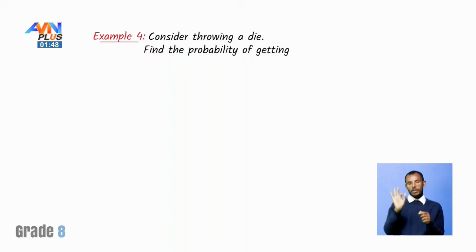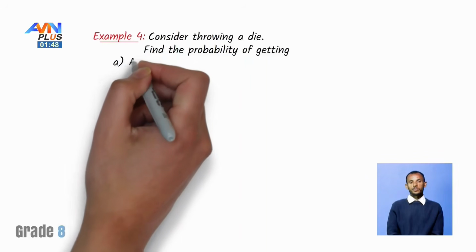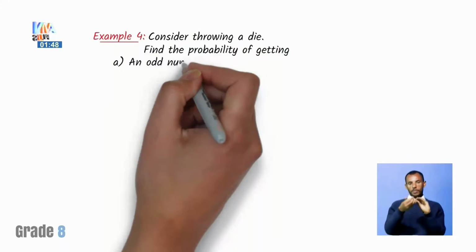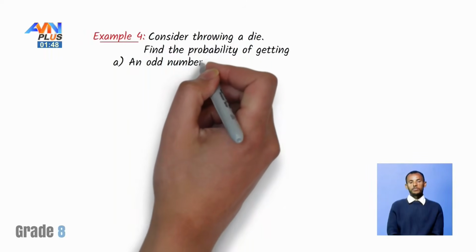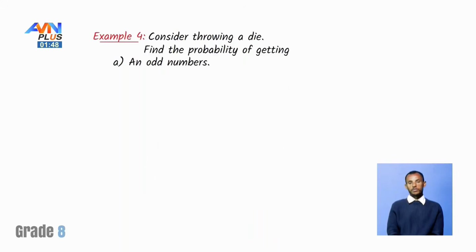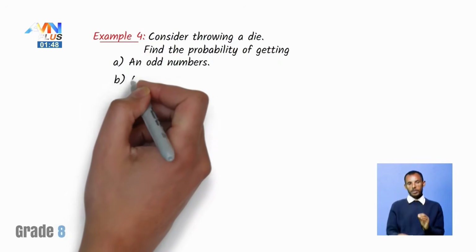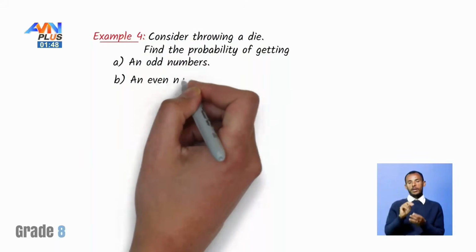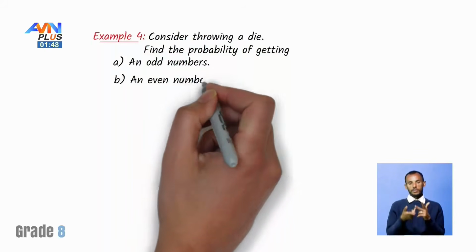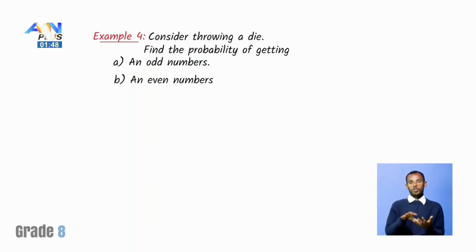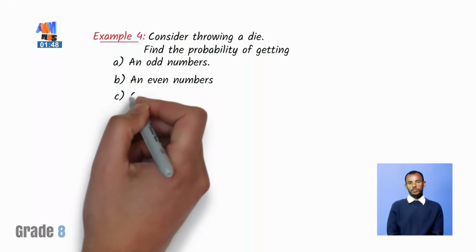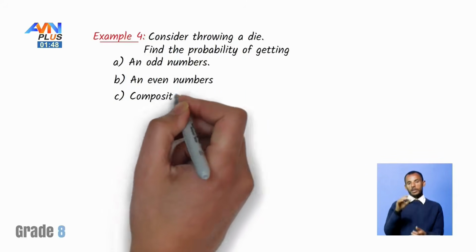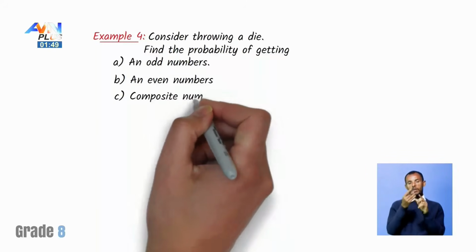getting: first, 1; second, an odd number; third, an even number; the next one is a composite number; and lastly, a number different from 2.